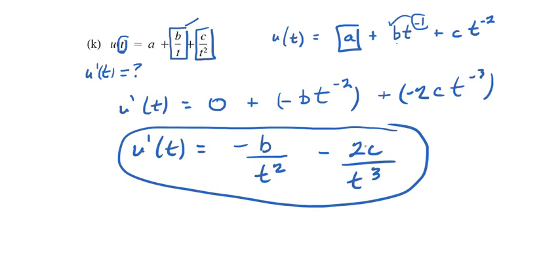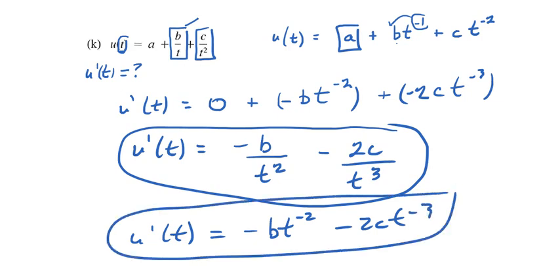So check your solution. Is this what it has? The solution? Yeah, something like that? If you left it with negative exponents in your answer, that's fine. So right now, if you did negative b t to the negative 2 minus 2c t to the negative 3, that's okay as well. But this would be the preferred format.